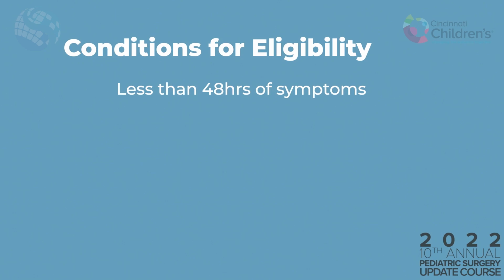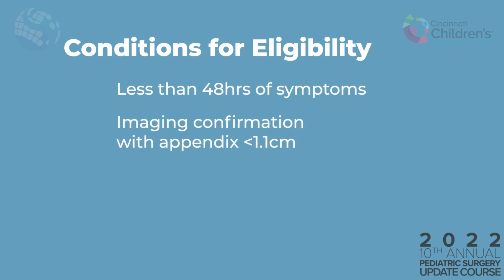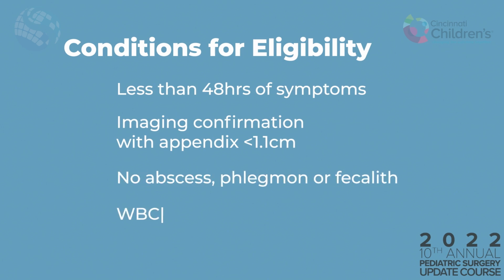So the big things that we look for in these patients to be eligible for non-operative management: symptoms less than 48 hours, imaging confirmation with an appendiceal diameter less than 1.1 centimeters, no abscess, phlegmon, or fecalith, and a white count somewhere between 5 and 18. So the kids who have a white count of 25,000 are less likely to be thought of as non-perforated appendicitis that might improve with just antibiotics.